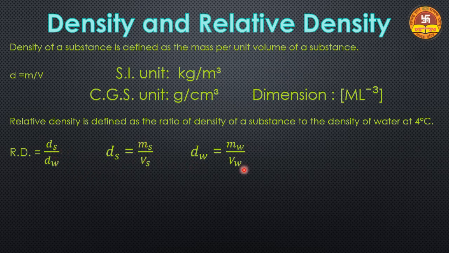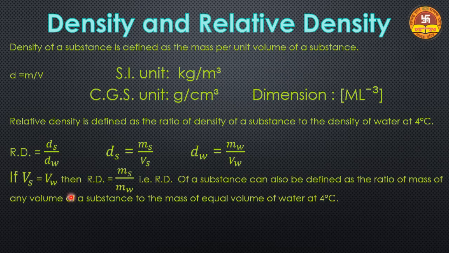Now if vs becomes equal to vw, means these two terms vs and vw become equal, then what will happen? Then relative density will become ms by mw. That is, relative density of a substance can also be defined as the ratio of mass of any volume of a substance to the mass of equal volume of water at 4 degrees centigrade.